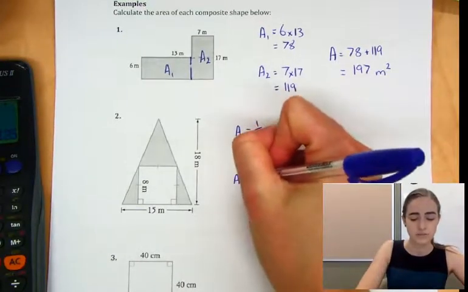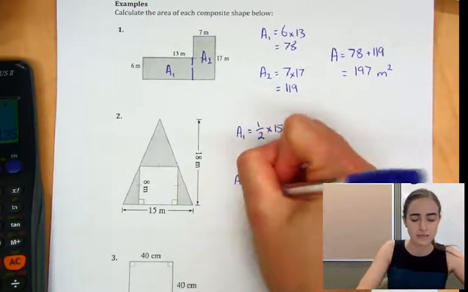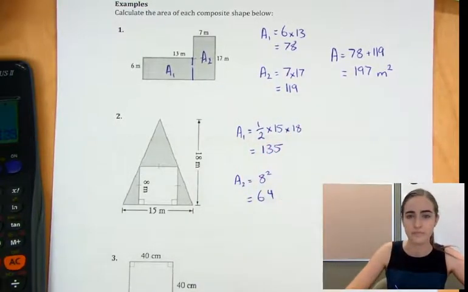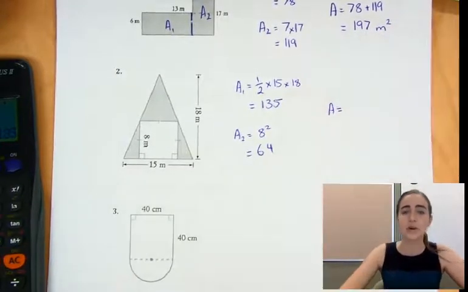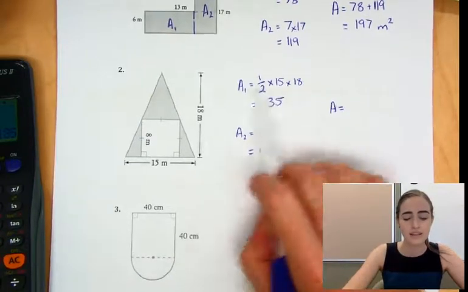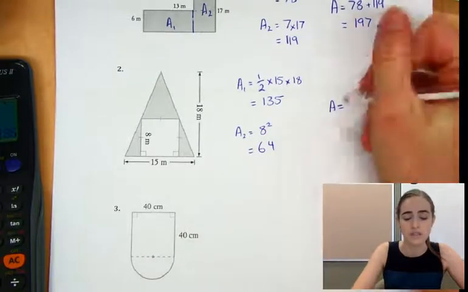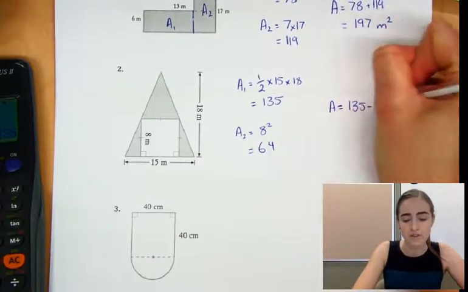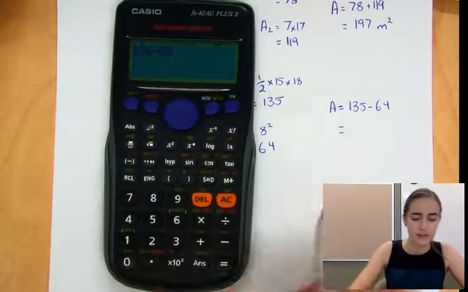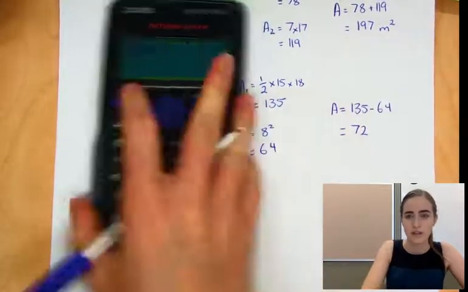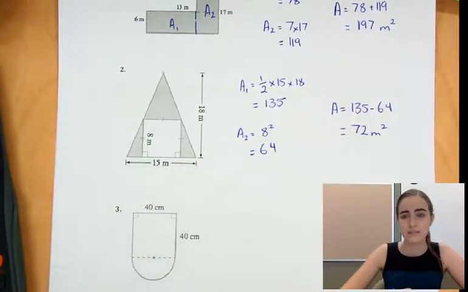And then we need to find the area of this square as well. So the area of a square is just that 8 squared, and 8 times 8 would give us 64. So then to find the total area, this time instead of adding, we're going to have to subtract, because that area is the area of the whole triangle, and then we've cut out this square in the middle. So it's going to be 135 minus 64. And that would give us 72. Because all our measurements are in meters again, that's going to be 72 meters squared.